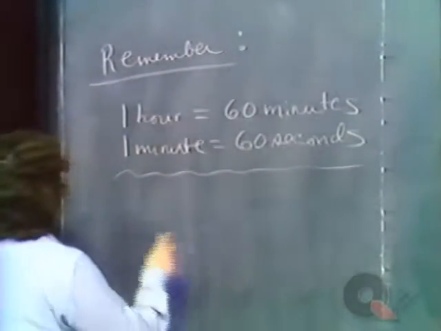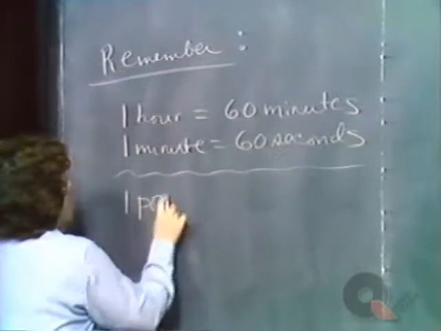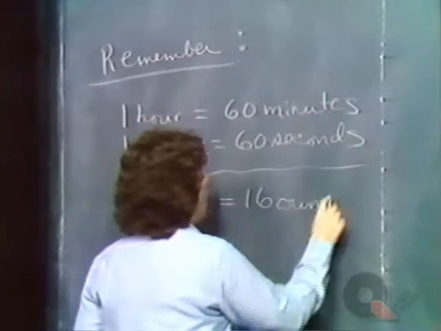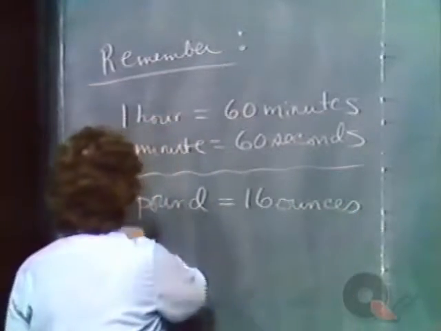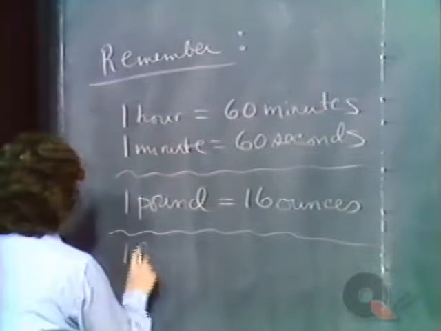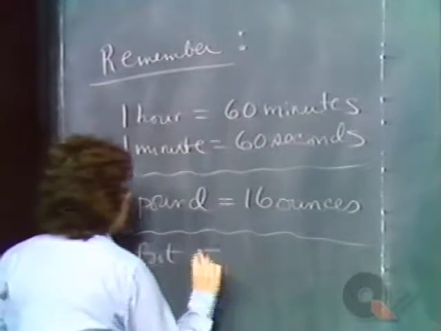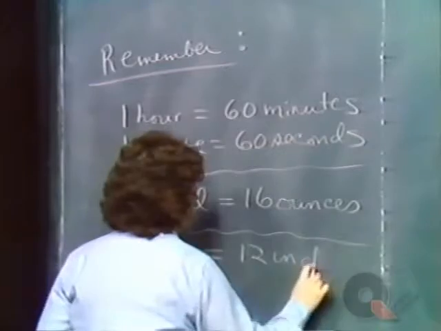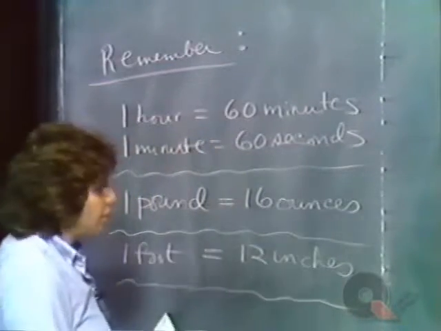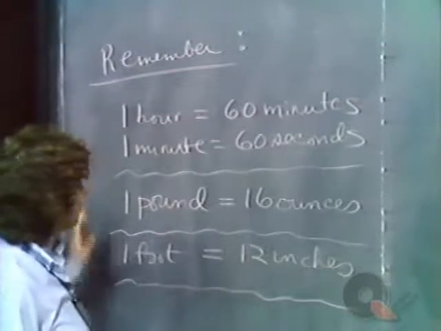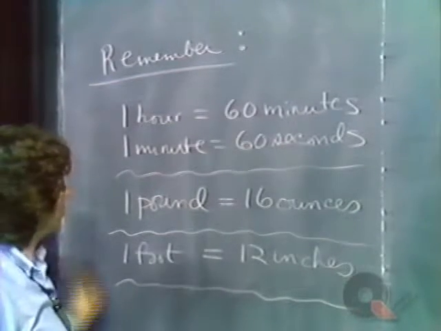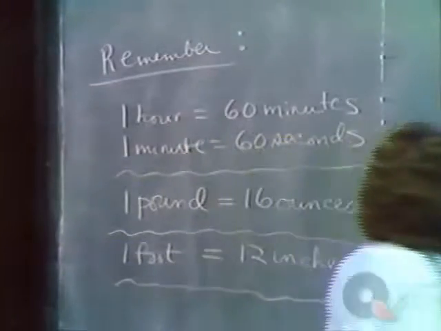For weight, basically all you'll need to know is that 1 pound is equivalent to 16 ounces. And for length, 1 foot is equal to 12 inches. Okay. From the previous CUNY assessment test, these are basically the facts that you must know in order to be able to do the problems. Okay, let's see the kinds of problems you might get.